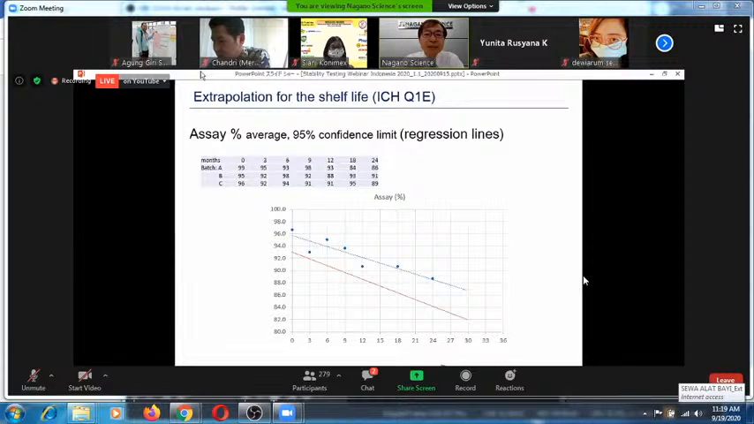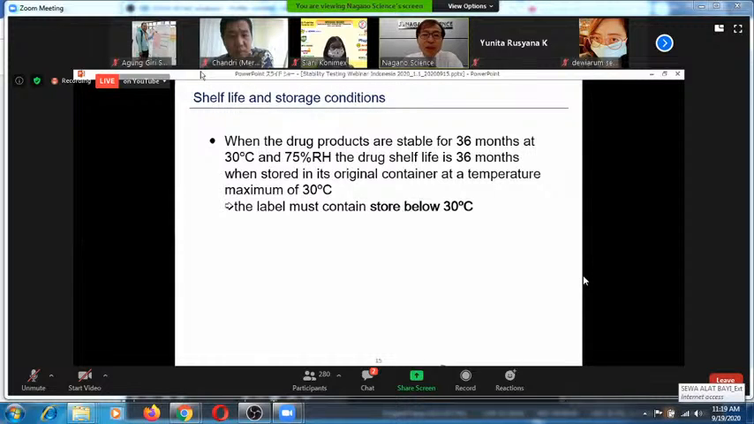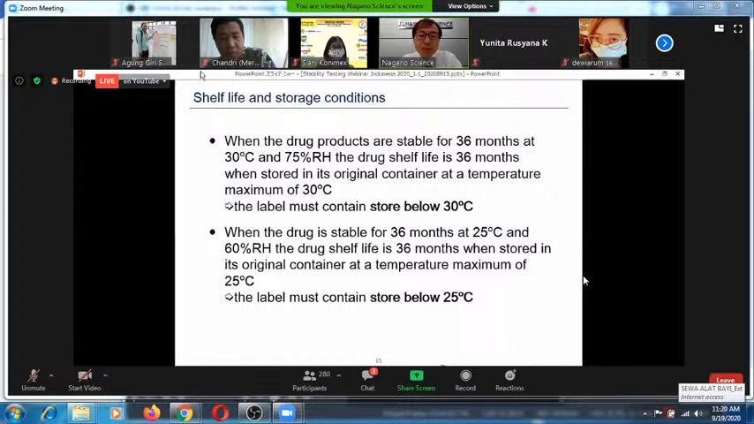Shelf life and storage conditions and the label are somewhat related. When you stored the products for 36 months at 30 degrees, 75%, you have to label the product as stored below 30 degrees. And at the same time, if you do stability testing at 25 degrees, 60%, you have to label the product as store below 25 degrees.